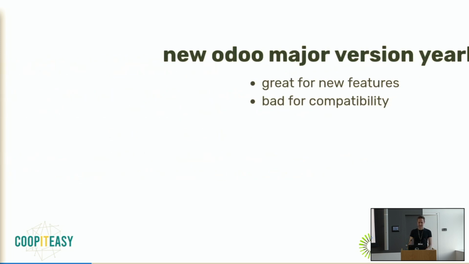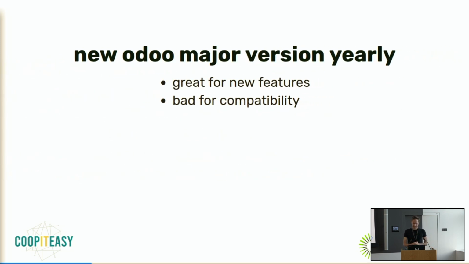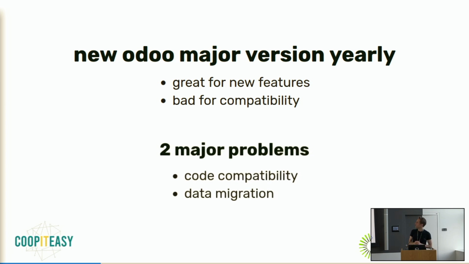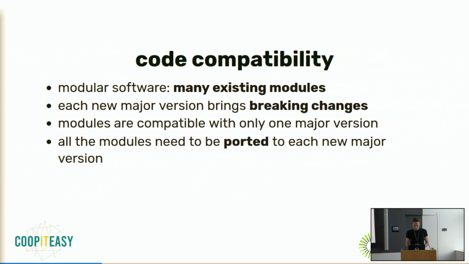And how does it do that? Well, it publishes a new major version every year, which is a very fast and unstable release cycle because, as you might know, a major version breaks compatibility with the previous one. Well, this is great for new features, but it's bad for compatibility, and it brings 2 major problems. The first problem is code compatibility, and the second problem is related to data migration.